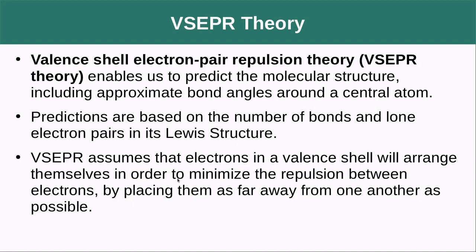Valence shell electron pair repulsion theory, VSEPR theory, enables us to predict the molecular structure, including approximate bond angles around a central atom. Predictions are based on the number of bonds and lone electron pairs in its Lewis structure. VSEPR assumes that electrons in a valence shell will arrange themselves in order to minimize the repulsion between electrons. And it does that by putting them as far away from one another as possible.